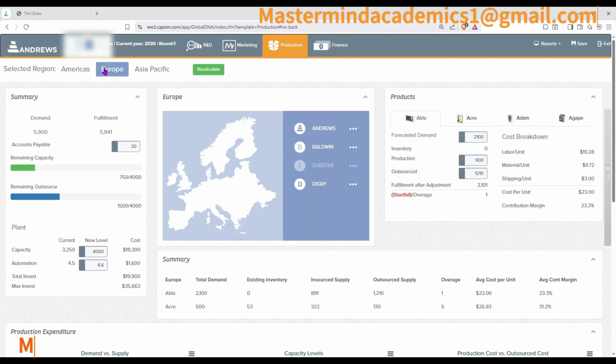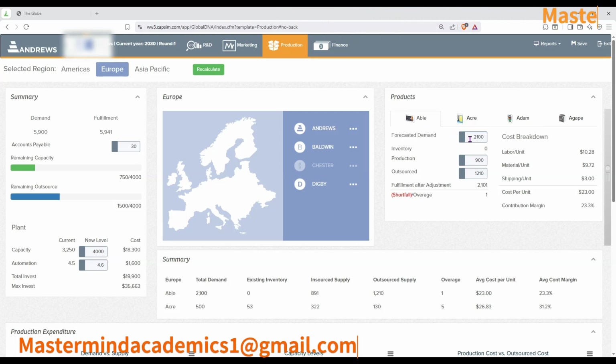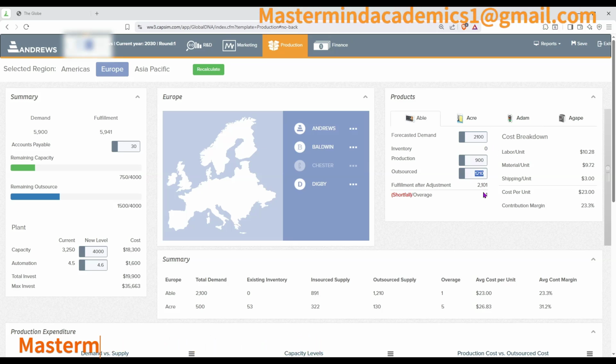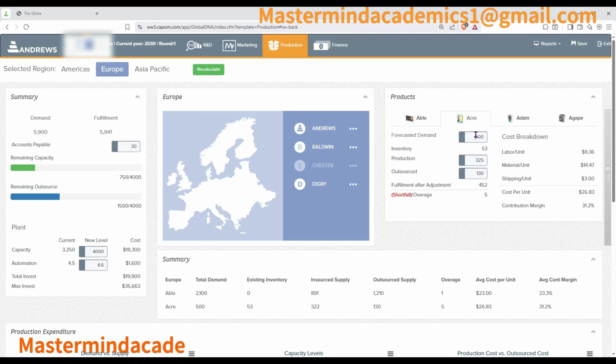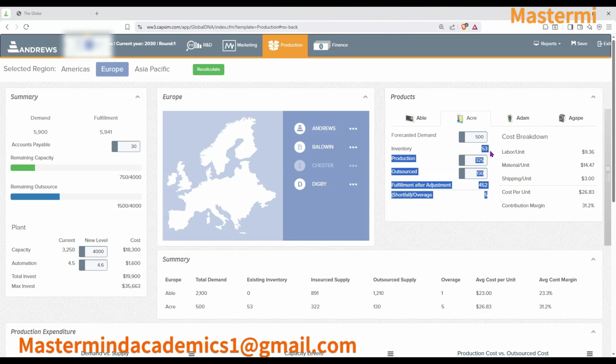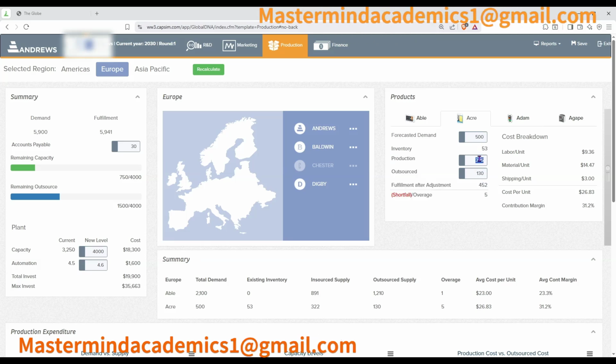Next is the European market, and now the European market, our forecasted demand is 2,100. I started to produce 900. We have an inventory of 0, remember, and I outsourced 1210, so our overage is around 1. For ECA, our forecast demand is 500. We have an inventory of 53, so I decided to produce 325 and outsource 130, so our overage is 5.